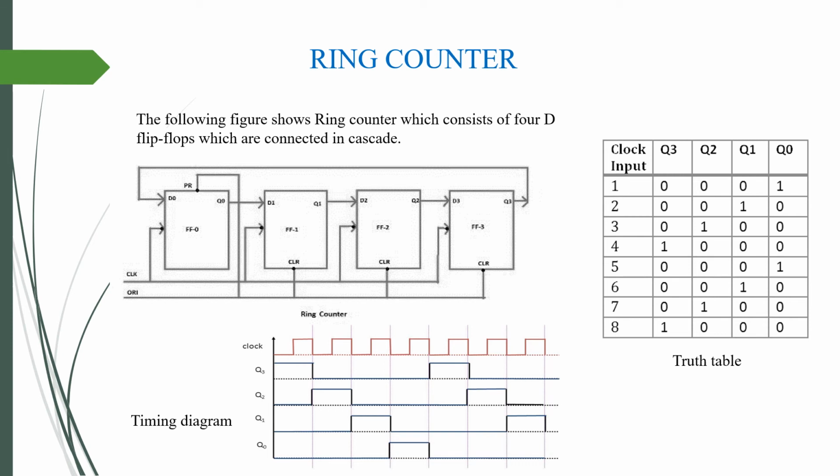You can see in the truth table how data rotates, and you can see the timing diagram of the ring counter. At every clock pulse, the data is shifted from one flip-flop to another flip-flop. In this way, the data is rotated and you get the output 0001 to 1000 as shown in the truth table, and again it starts from 0001 to 1000. The data rotates in the ring counter as long as clock pulses are applied.